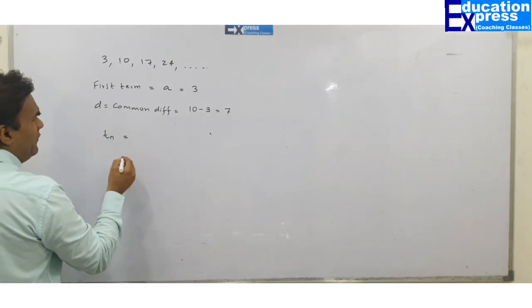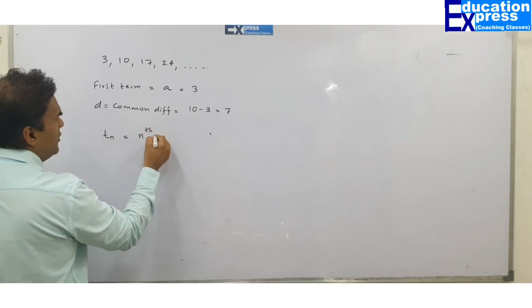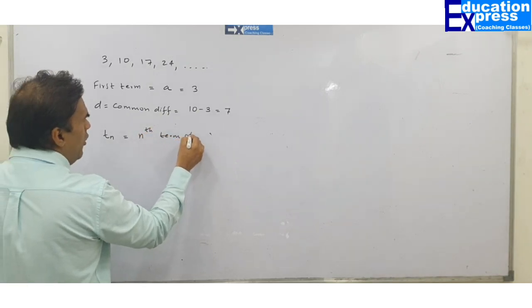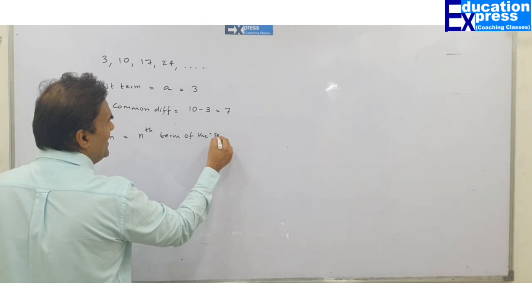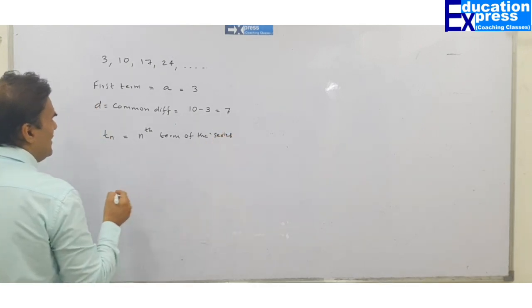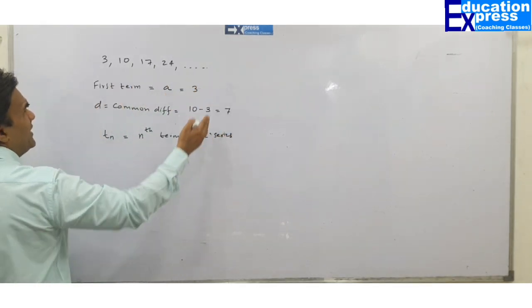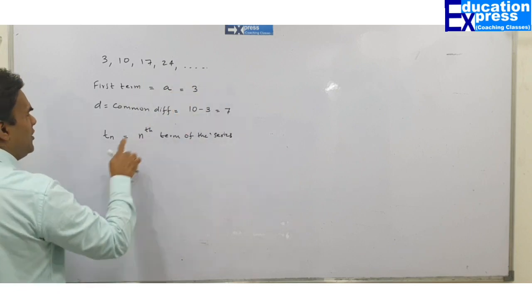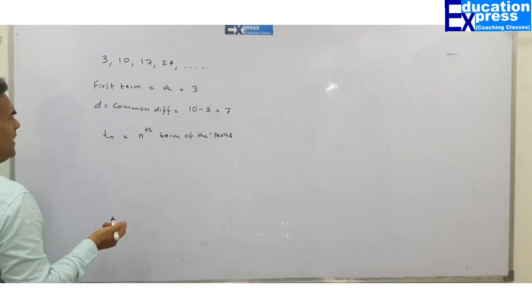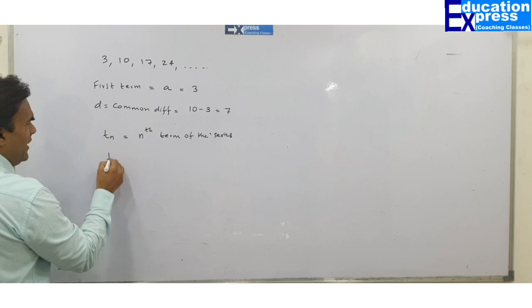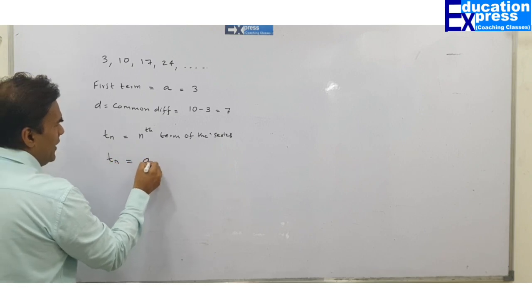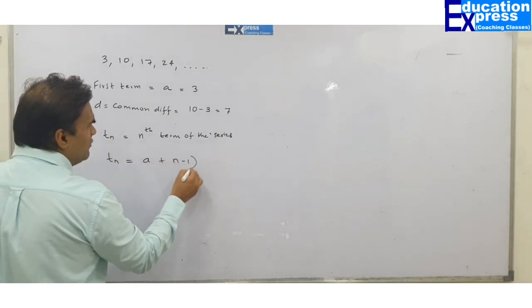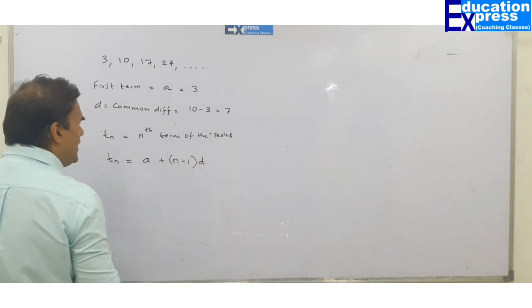Tn. Tn refers to the nth term of the series. That means we have to find, we don't know, this is an infinite series. So the nth term of the series is going to be Tn. What is the formula for Tn? Tn equals a plus n minus 1 multiplied by d.